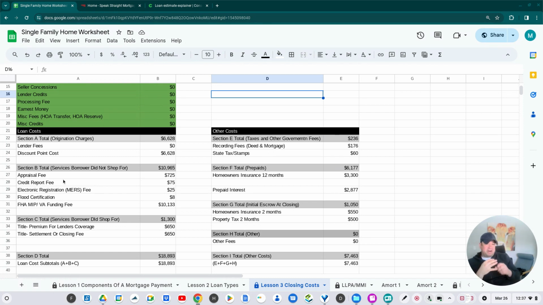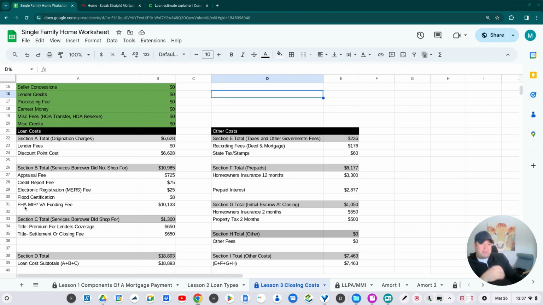Appraisal fee. So appraisal is when you put a house under contract, the lender needs to send somebody to the property to see how much it's worth, because they can only lend to what it's worth, or a factor of what it's worth. And that's auto-populating. Credit report fee. Credit reports are getting more expensive. I put $75 here. And MERS and flood cert are common lender fees that are in Section B.